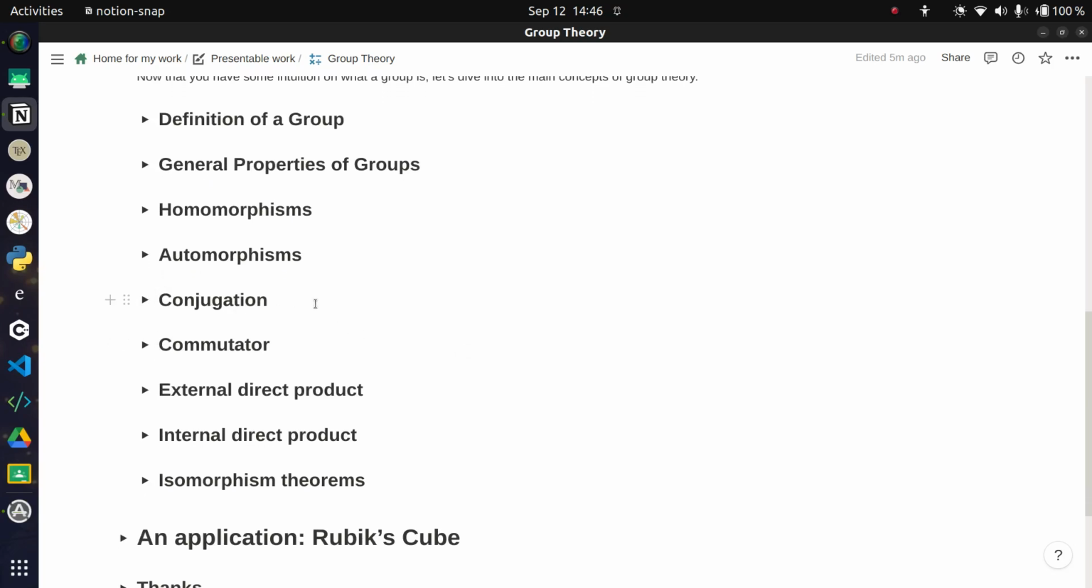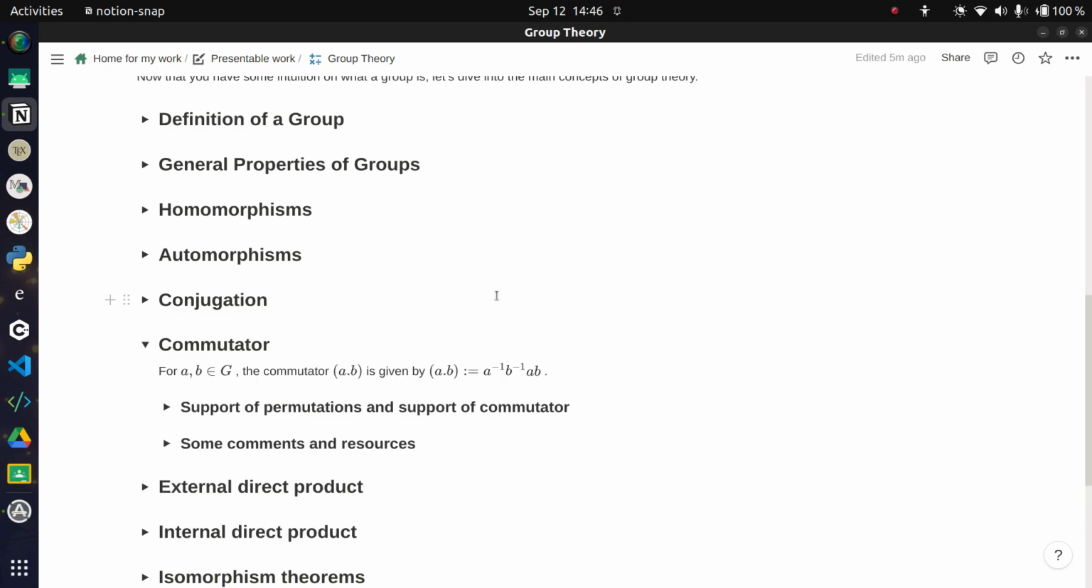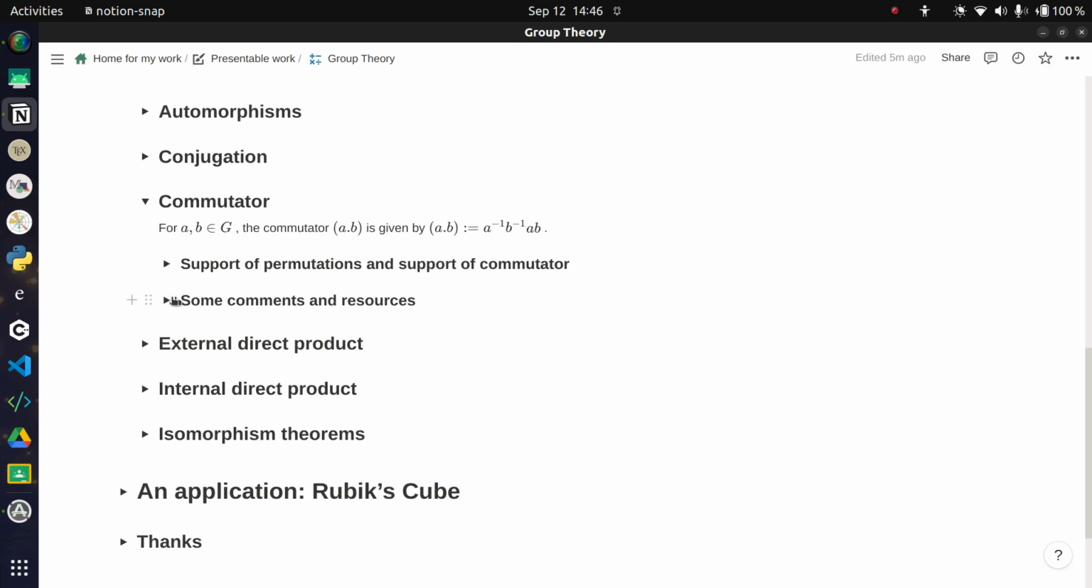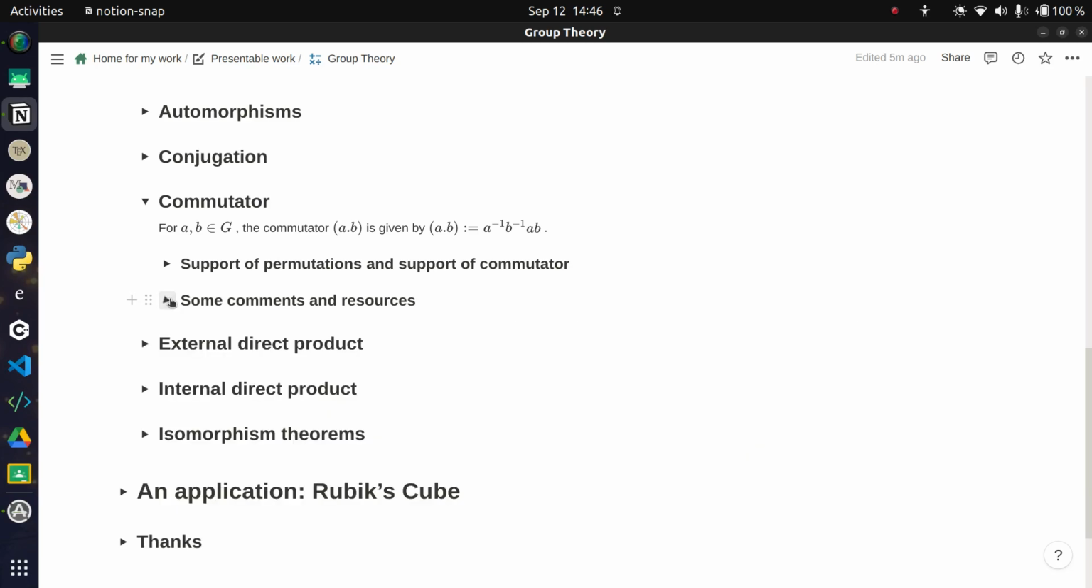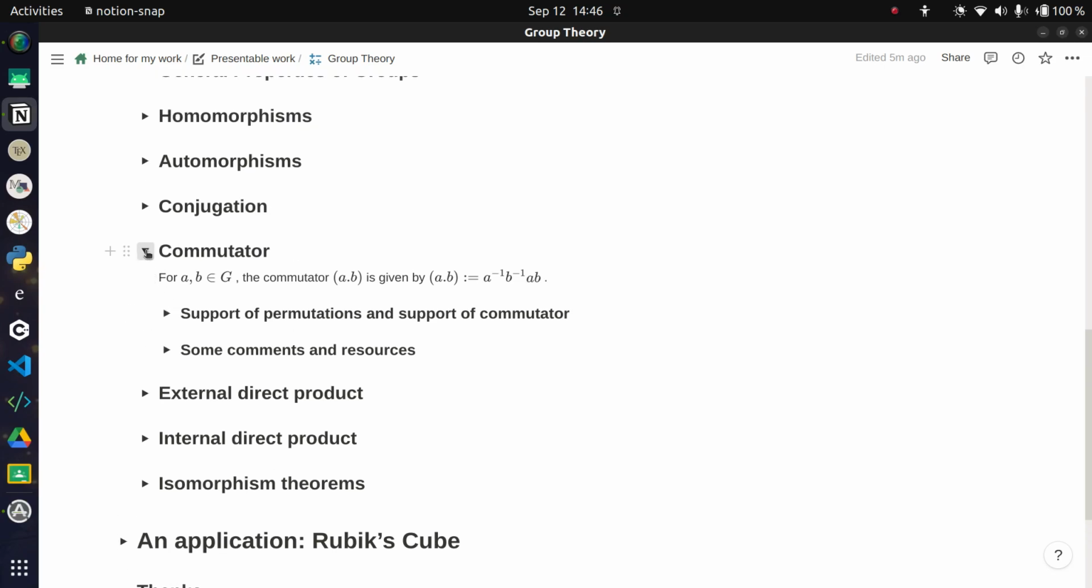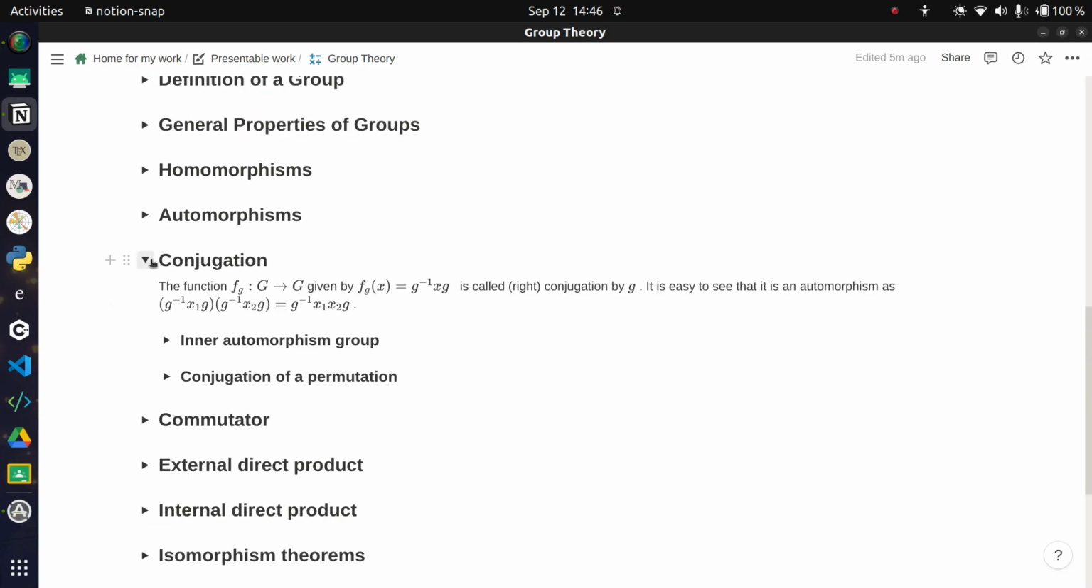So there's a very nice video that goes in detail about commutators, which I've linked in this page. You can watch that video first, and that might give you an intuitive understanding of how commutators work and why they are so useful. It's almost magical. I mean, if you don't understand in detail what's happening, it does look very magical, right? So before that, let's go to conjugation.